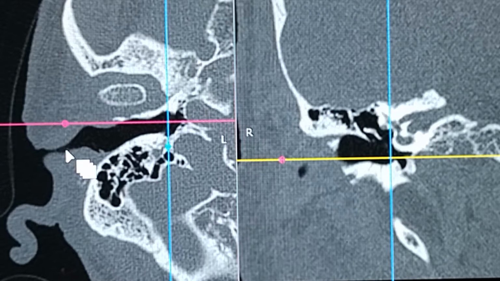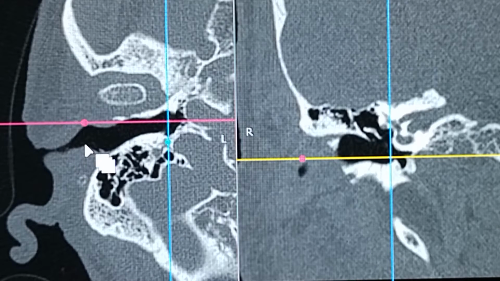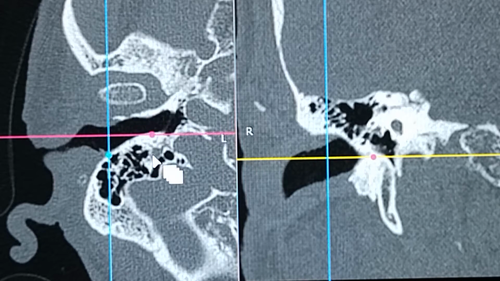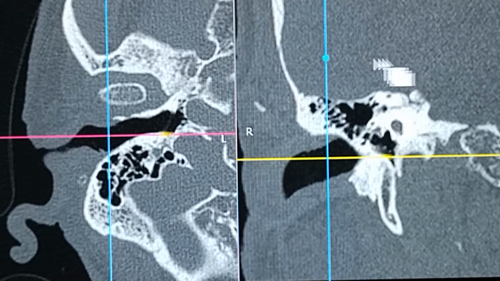So basically, you have to remember that these are the two parts of the EAC. The outer part is the cartilaginous EAC and the inner part is the bony EAC. You can see the bone over here, that's the anterior wall, and here that's the posterior wall. On the axial scan, what you see over here is the anterior part, what you see over here is the posterior part, and on the coronal scan, what you see above here is the roof, or the superior wall, and here is the floor, or the inferior wall. That you have to be keeping in mind.